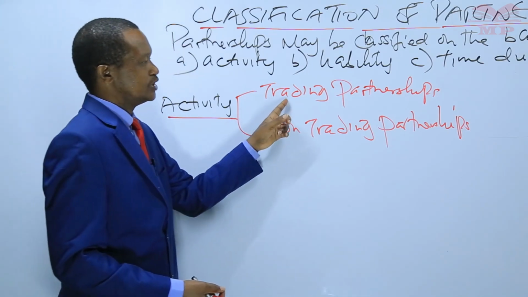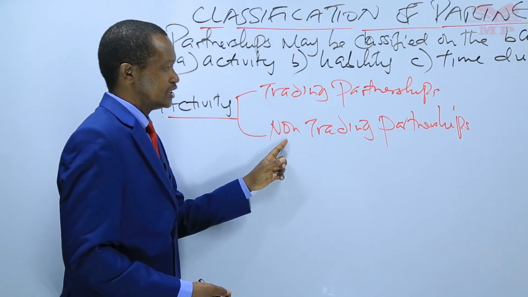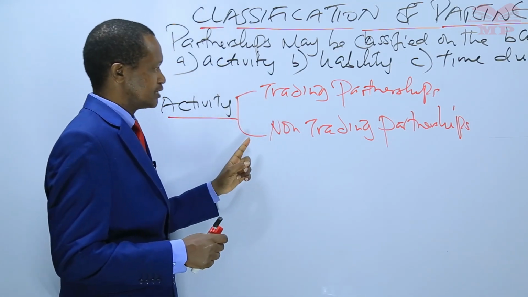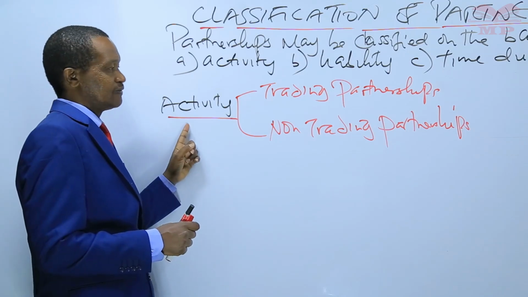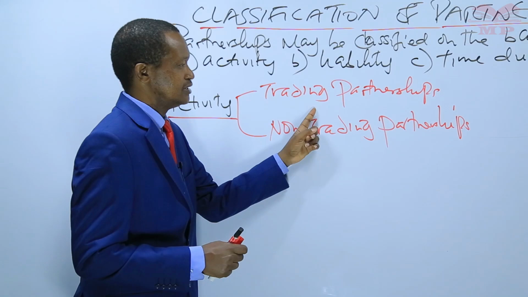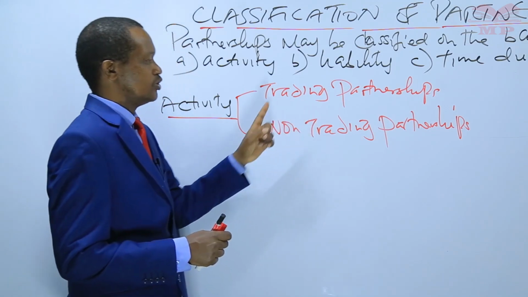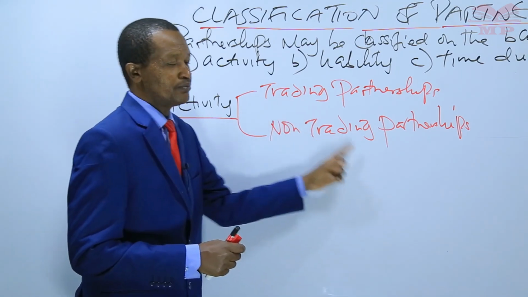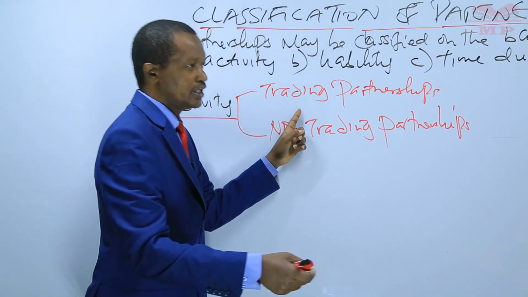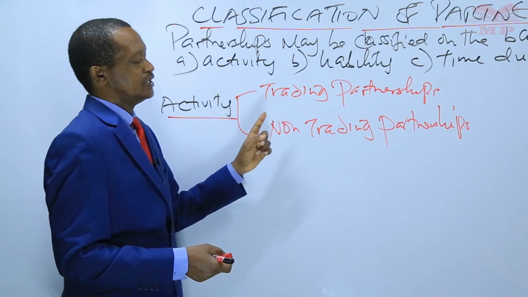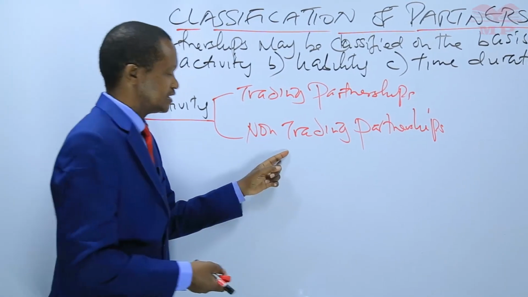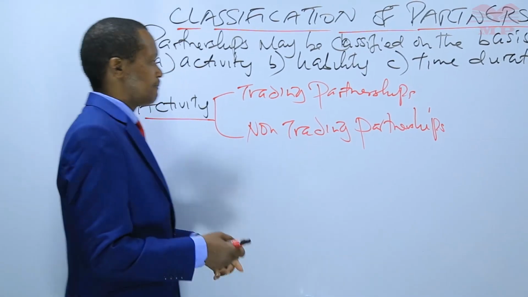So the first one deals with goods, the second one deals with services. So partnerships can be classified on the basis of activity. These activities may either be trading activities or non-trading activities. Partnerships that deal in trading activities are known as trading partnerships, and partnerships that deal in offering services are known as non-trading partnerships.